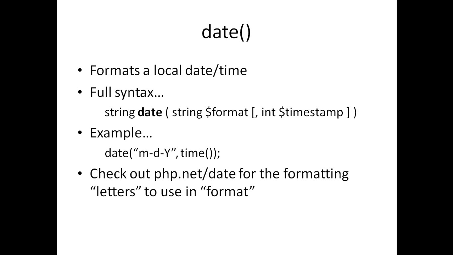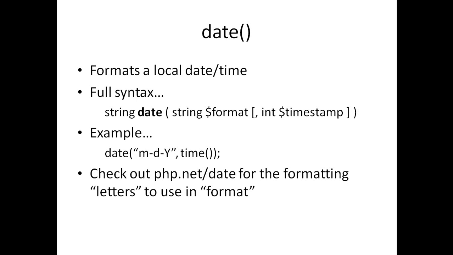Basically, check out php.net/date for the formatting letters to use in format, meaning the lowercase m, lowercase d, capital Y. Check out php.net/date to find out other options. The dashes are going to be literally returned. Okay, so you'll have the month. I believe lowercase m and lowercase d both return the month and the day with leading zeros, and the capital Y returns a 4-digit year. Okay, that's why there's all sorts of variations.